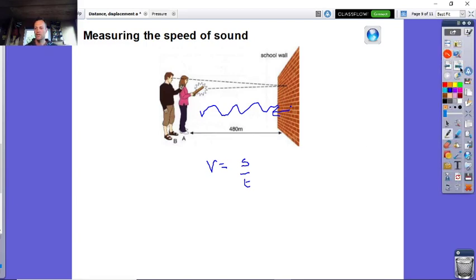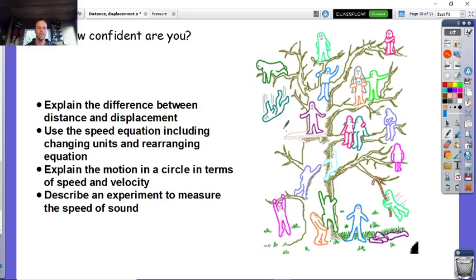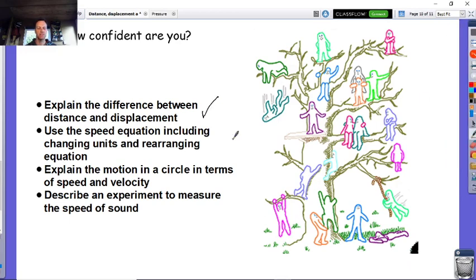So, to go with that, I've just covered the difference between distance and displacement. I've told you the speed equation, and you've done changing units and rearranging the equation. We then explained the motion of a circle in terms of speed and velocity.